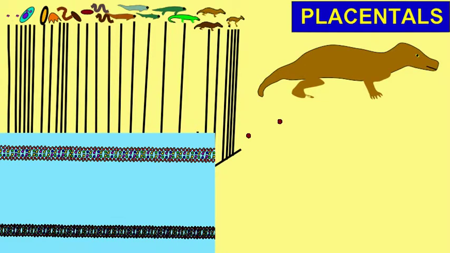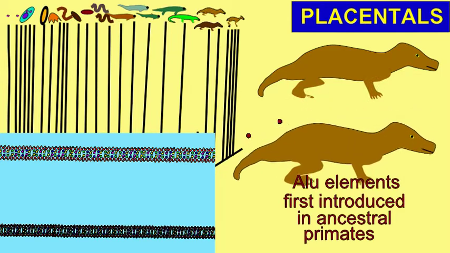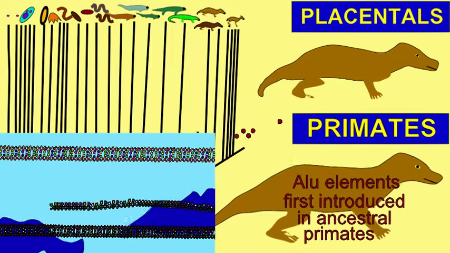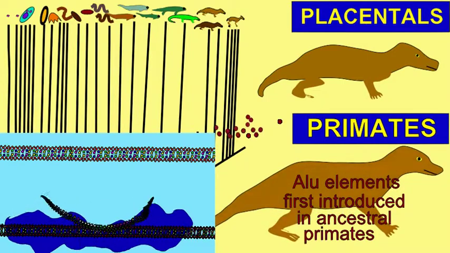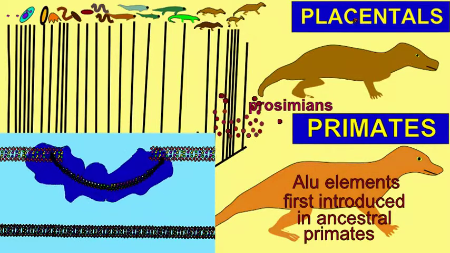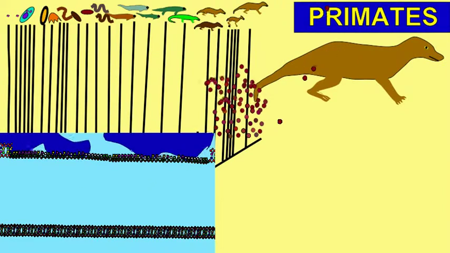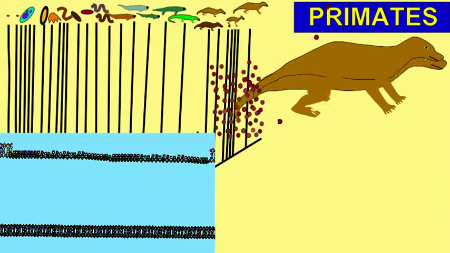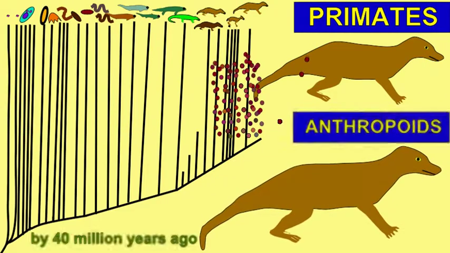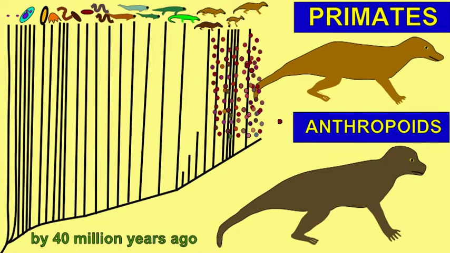The short interspersed elements, or SINEs, known as Alu elements, are present in more than 1 million copies in the human genome and may represent more than 10% of the human genome. These transposable elements first became incorporated into ancestral primate genomes. They are not present in non-primates. Various primate lineages have amplified them to varying extents. There are not as many in orangutans, for example, as in the higher apes.